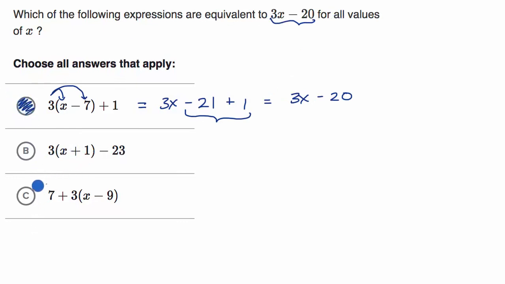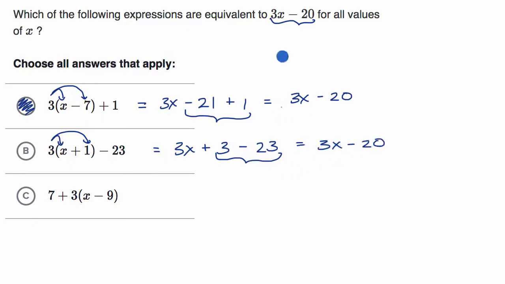Now let's look at this one. So once again, we would probably want to start by distributing the 3. So 3 times x plus 1, then minus 23. This is going to be the same thing as 3 times x plus 3 times 1, so plus 3. And then we're going to subtract 23, minus 23. Now what is 3 minus 23? Well, once again, we have to make sure that we're doing arithmetic with our negative numbers appropriately, but this is going to be negative 20. So this is once again going to be 3x minus 20. Looks correct again, so I like that choice.